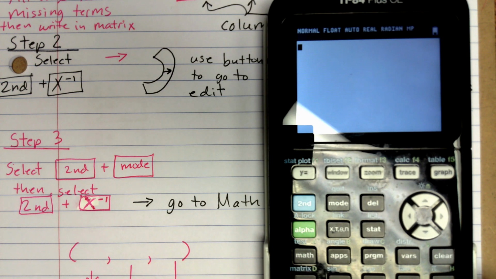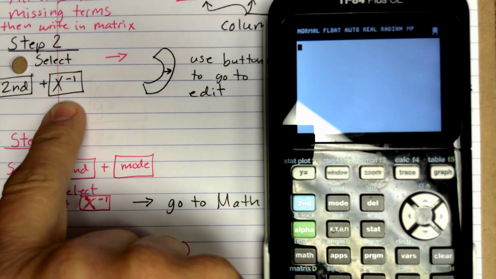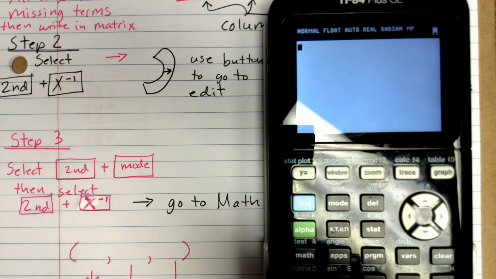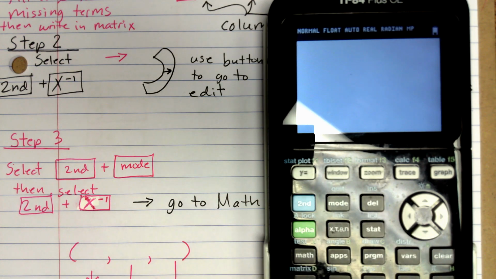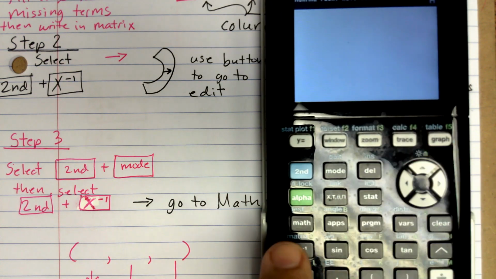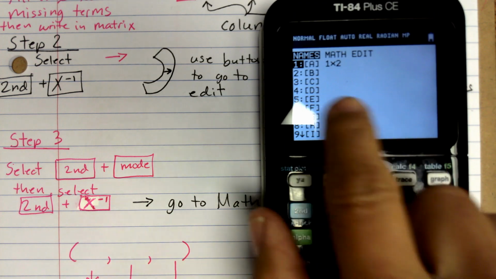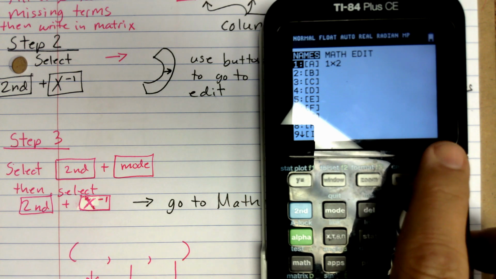Now from this point, we're going to follow step 2. So notice step 2 says select the second and x to the negative 1 power button. So I'm going to hit second, and then I'm going to hit this x to the negative 1 power. And notice above it in blue it says matrix. And it's going to go ahead and pull up the matrix.